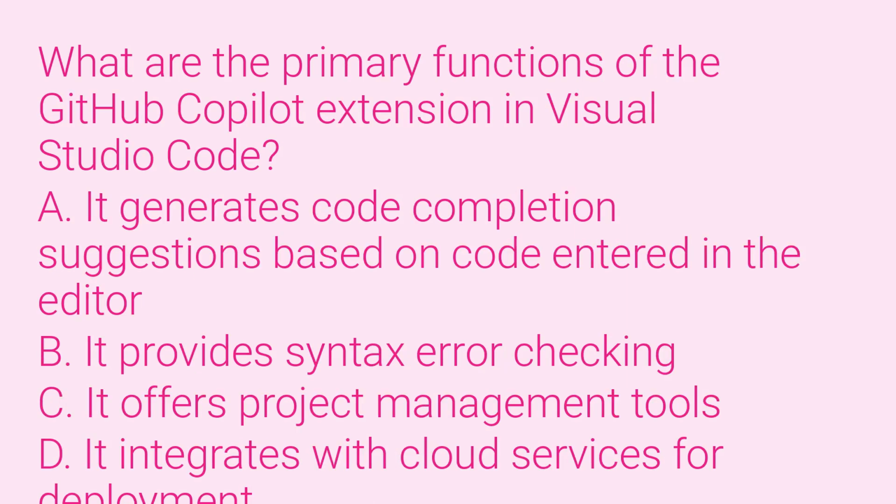What are the primary functions of the GitHub Copilot extension in Visual Studio Code? A. It generates code completion suggestions based on code entered in the editor. B. It provides syntax error checking. C. It offers project management tools. D. It integrates with cloud services for deployment. Answer. A. It generates code completion suggestions based on code entered in the editor.